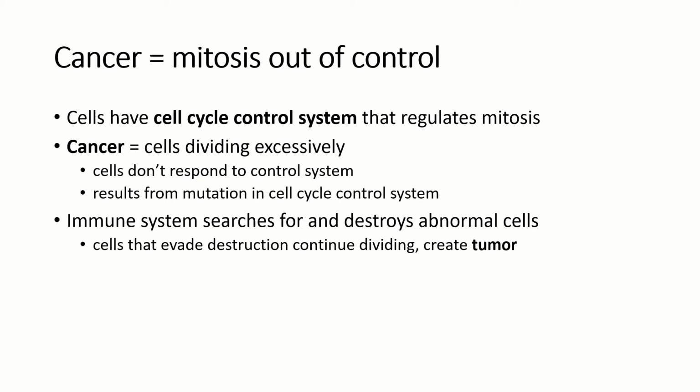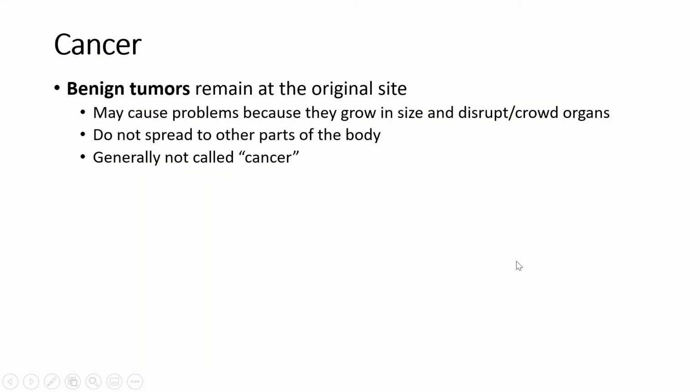In the normal course of events, your immune system is actually constantly searching for abnormal cells where the cell cycle control system is not working correctly. And so normally, you actually develop cancer many, many times during your life. You just never knew about it because your immune system destroyed those abnormal cells before they could cause damage. The problem comes when the immune system doesn't catch those cells, doesn't destroy them in time, and then they can start growing out of control. So that can cause a tumor.